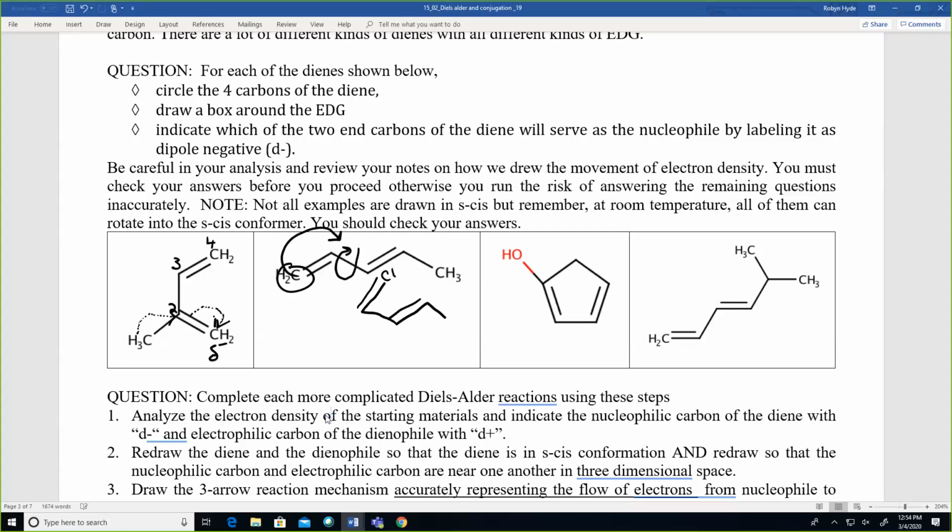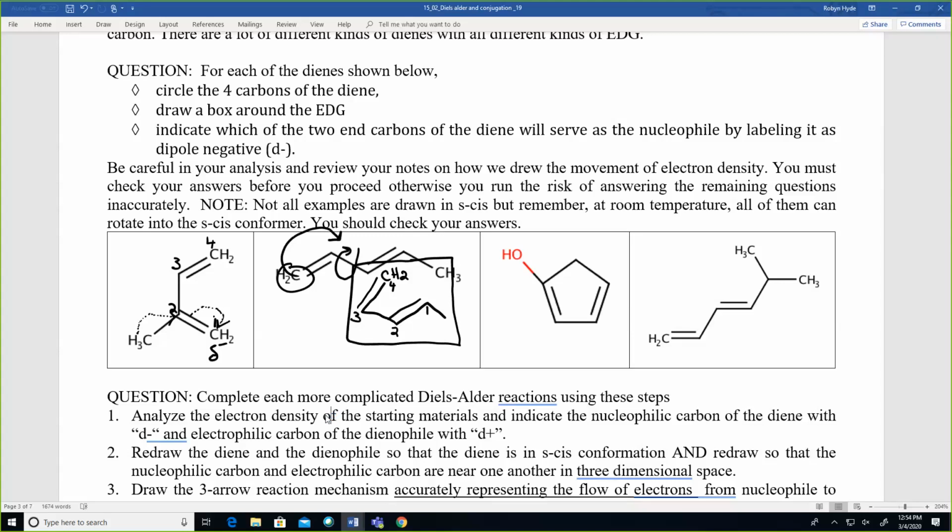So this drawing right here is how I see it in my mind. I'm going to label the carbons again. So this would be carbon 1, carbon 2, carbon 3, and carbon 4. So which carbon is most dipole negative when the donating group is on carbon 1?